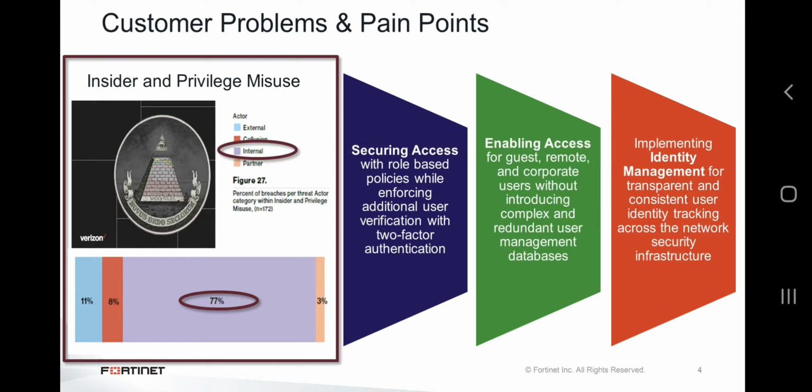CIOs are looking to solve the following three challenges when considering user access and authentication. 1. Securing access with role-based policies while enforcing additional user verification with two-factor authentication. 2. Enabling access for guest, remote, and corporate users without introducing complex and redundant user management databases. 3. Implementing identity management for transparent and consistent user identity tracking across the network security infrastructure. We will deep dive into these three challenge areas and how FortiAuthenticator can go about addressing them.